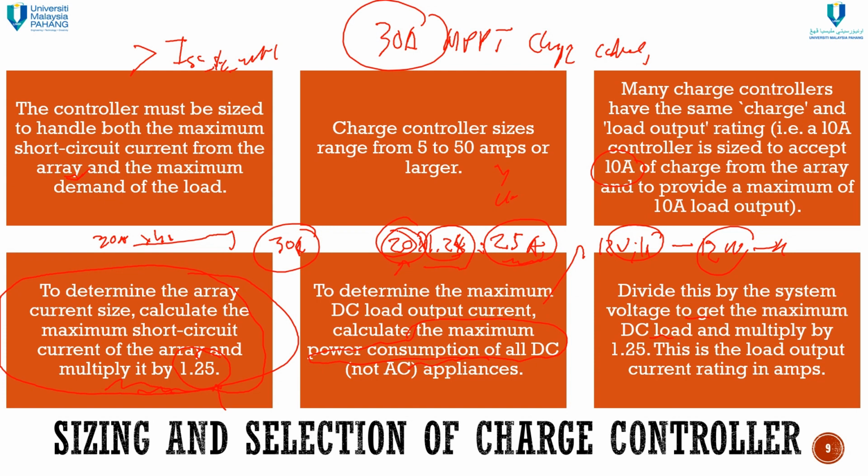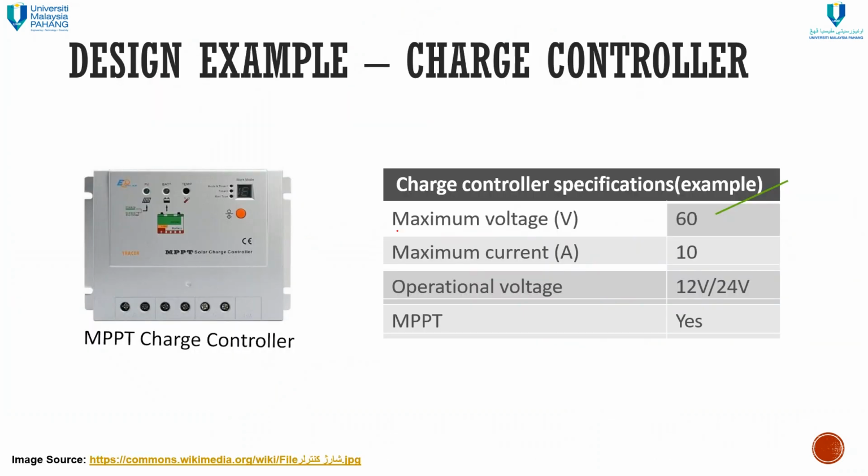Okay, this is how we choose the charge controller. The better one is using the bigger one. Even though our calculated load is 20 amps, if you see 40 amps, just buy it, no problem. Okay. So for example, a charge controller has limitations actually. A limitation of 60 volt, for example, means that it can support maximum 60 volt. Then the maximum current is 10 amps.